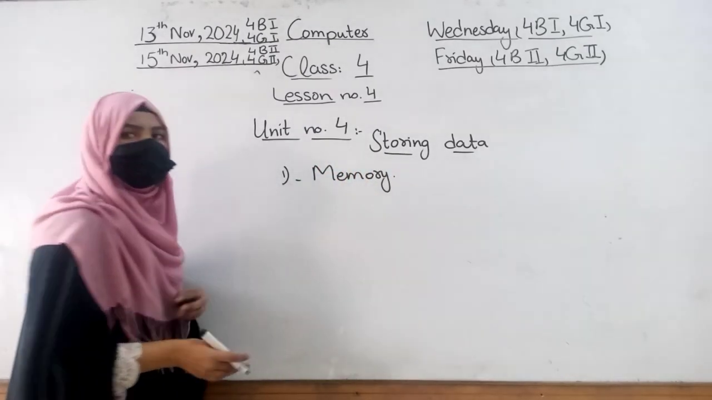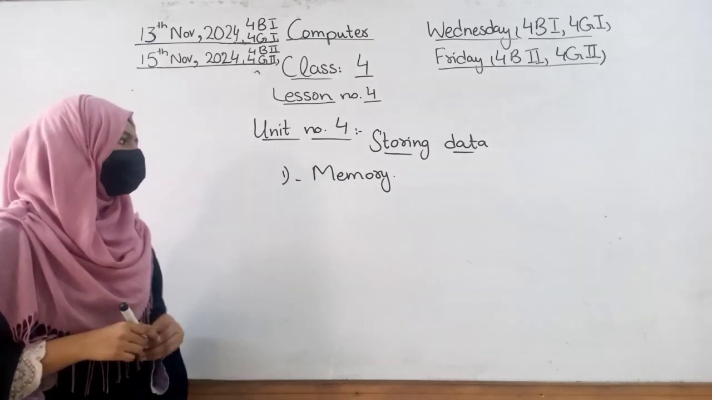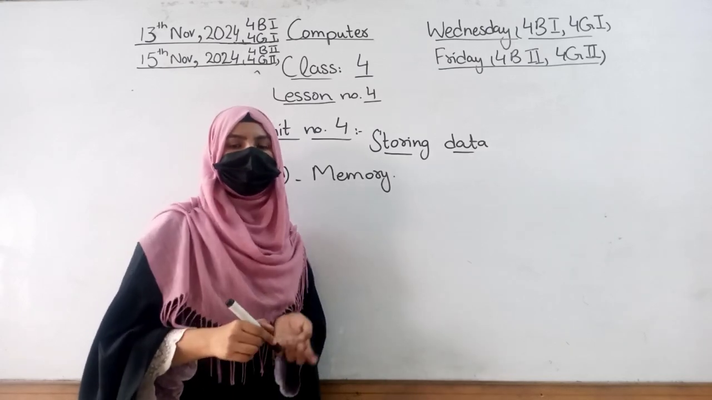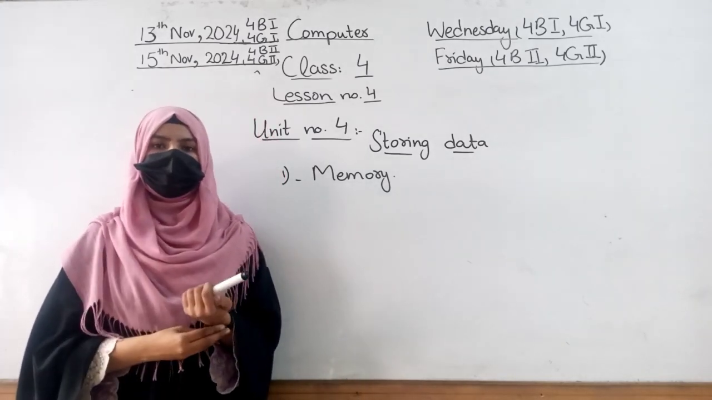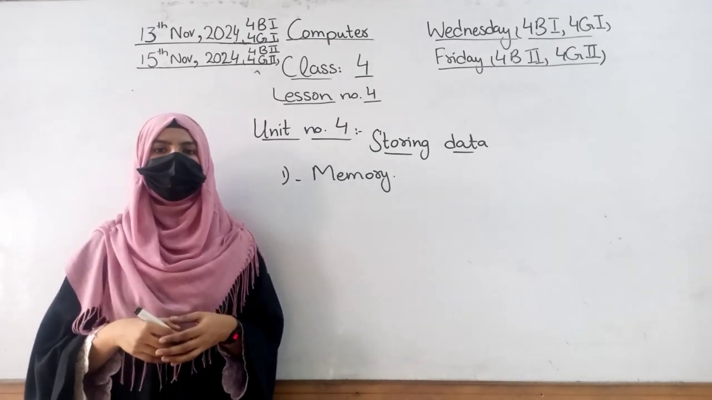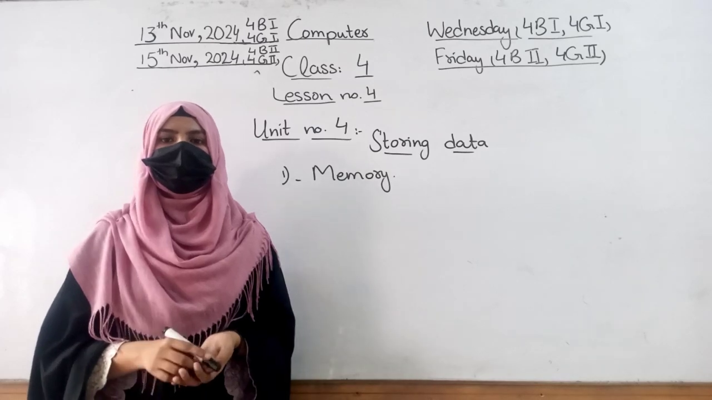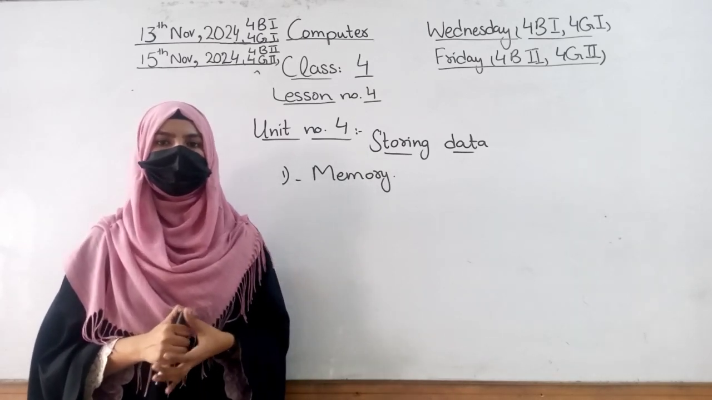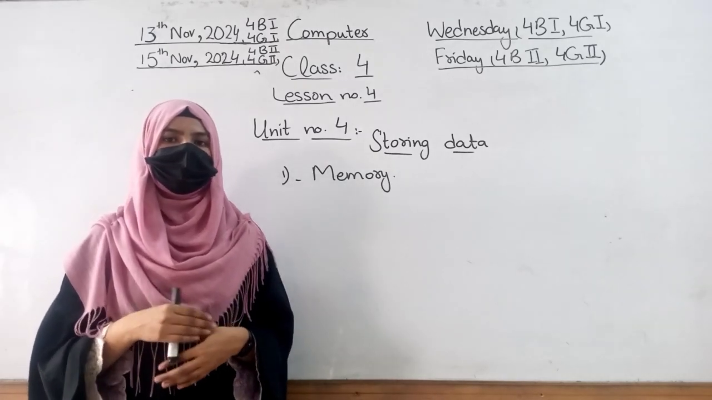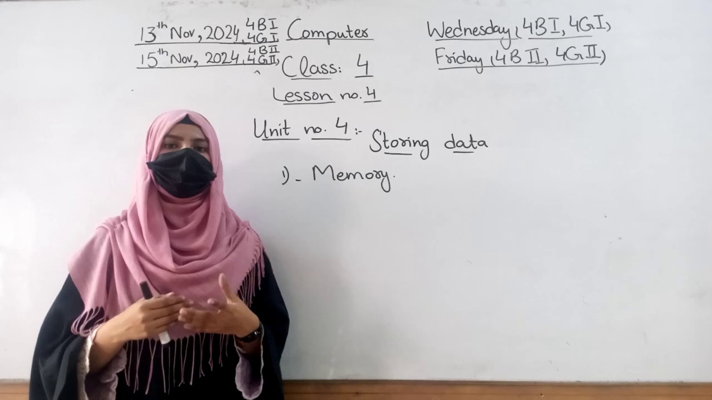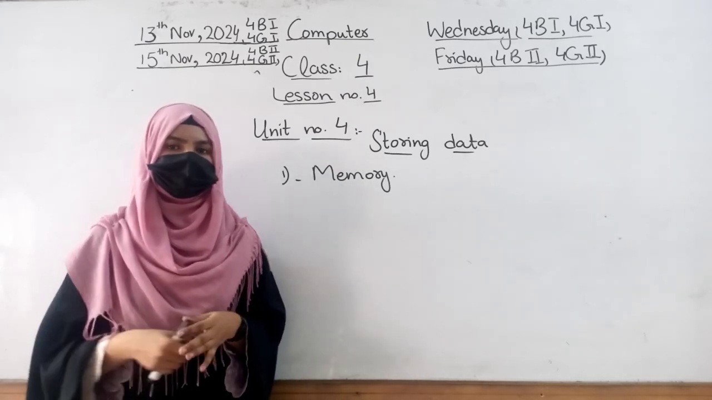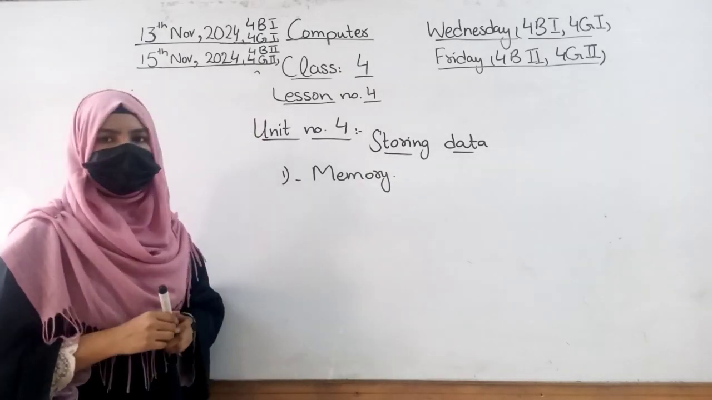The computer stores data in its memory. And there are two types of memory. One is primary memory and the other is secondary memory. The primary memory stores data for a temporary period, for a short time. And the secondary memory stores data for a longer period of time, for permanent use. The data stored in secondary memory is your backup storage. It is stored for a permanent period. So we have two types of memory.